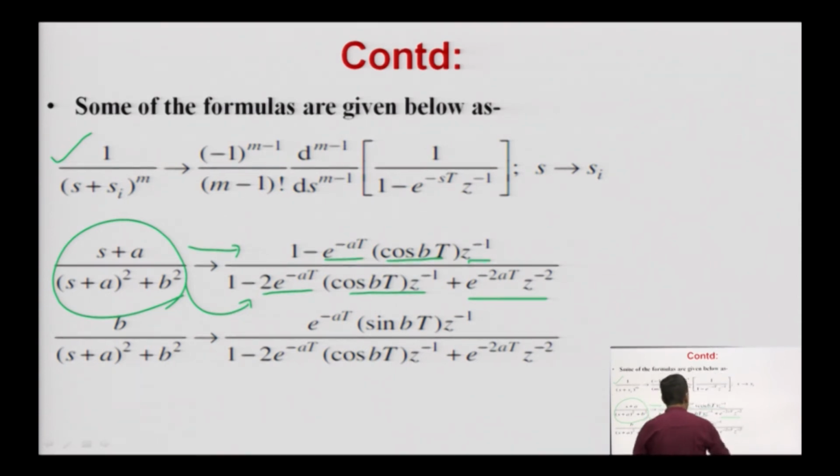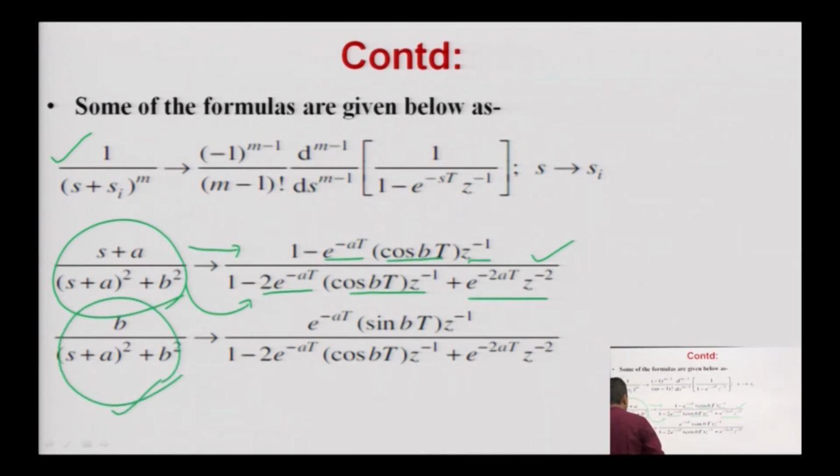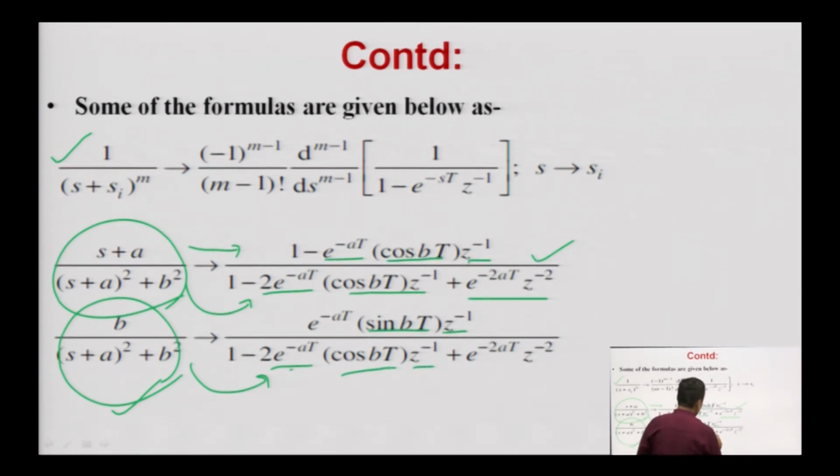So, you can convert H(s) easily if it is in the form of (s plus a) upon (s plus a) whole square plus b square. Similarly, if H(s) is in the form of b upon (s plus a) whole square plus b square, then directly you can convert into its sinusoidal form: e to the power minus aT sin bT z to the power minus 1, upon 1 minus 2 e to the power minus aT cos bT z to the power minus 1 plus e to the power minus 2aT z to the power minus 2.